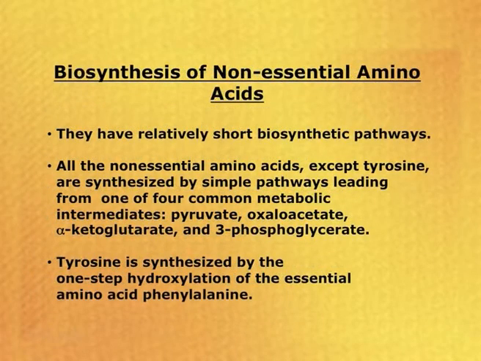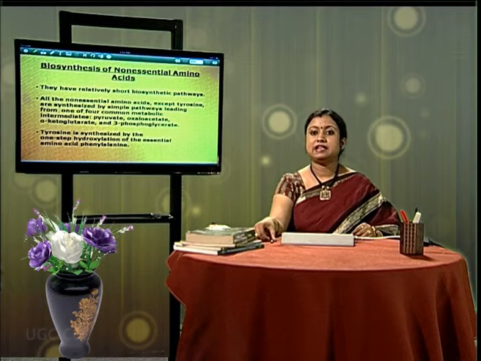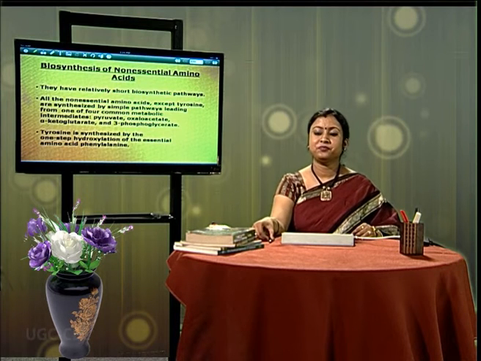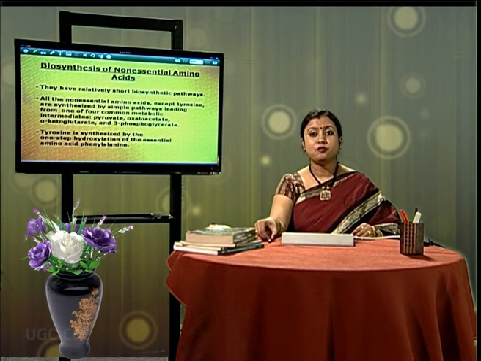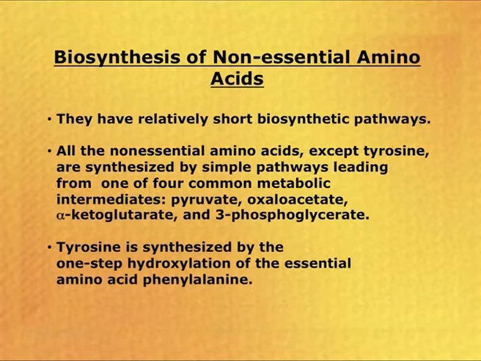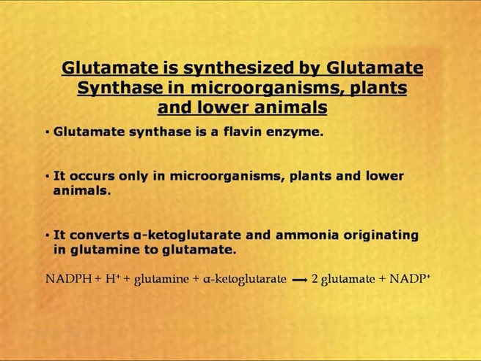First, I will discuss the biosynthesis of non-essential amino acids. As I have already said, these non-essential amino acids can be synthesized from mainly 4 common metabolic intermediates: pyruvate, oxaloacetate, alpha-ketoglutarate and 3-phosphoglycerate. These non-essential amino acids have simple biosynthetic pathways excepting tyrosine, but tyrosine can also be synthesized by one-step hydroxylation from the amino acid phenylalanine. First of all, I will discuss the biosynthesis of the non-essential amino acid glutamate.